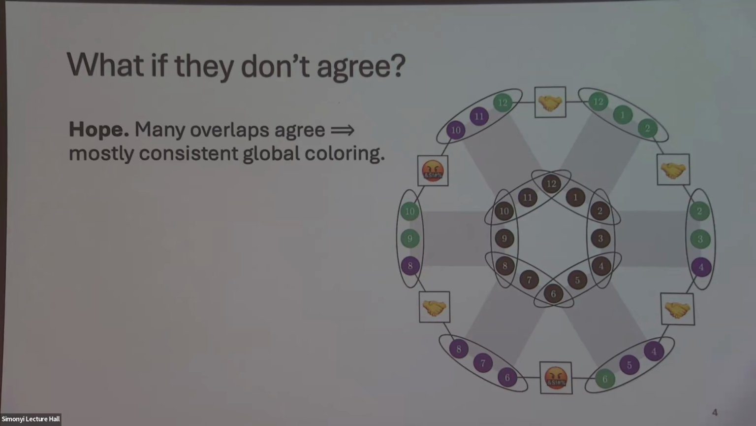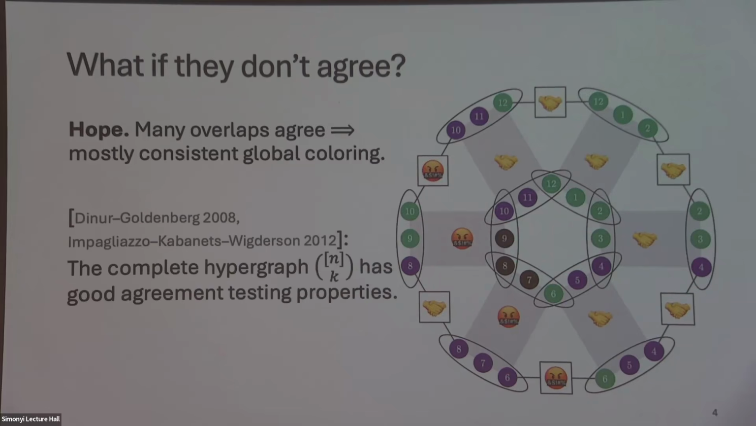An agreement tester, I'm only going to define informally in this talk because our work is a little bit upstream of that. Informally, it says that if you have a lot of agreeing overlaps, then you have some coloring which is maybe not perfect. It can't possibly agree with every hyperedge if there are some disagreements, but you want some quantitative relationship between the amount of agreement on the overlaps and the amount of agreement of this global coloring with the local colorings.